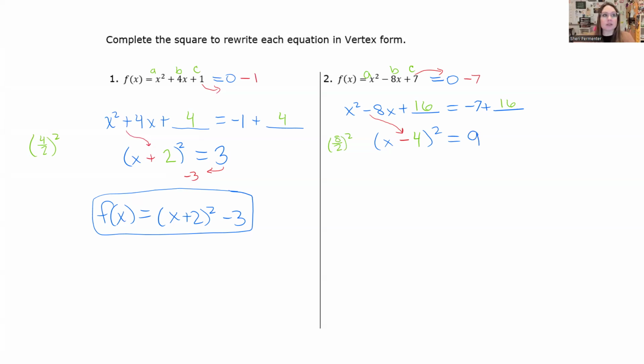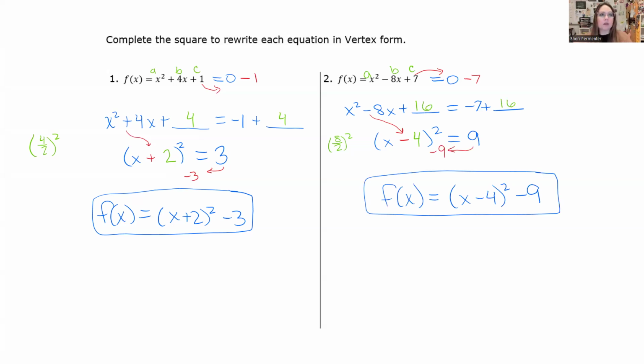All I have to do is write it in this form. I need to have f of x, and I need to bring over the constant. So I need to bring over the 9 by subtracting and rewrite it as f of x. Or it could be y equals as well. And I just completed the square to write it in vertex form.